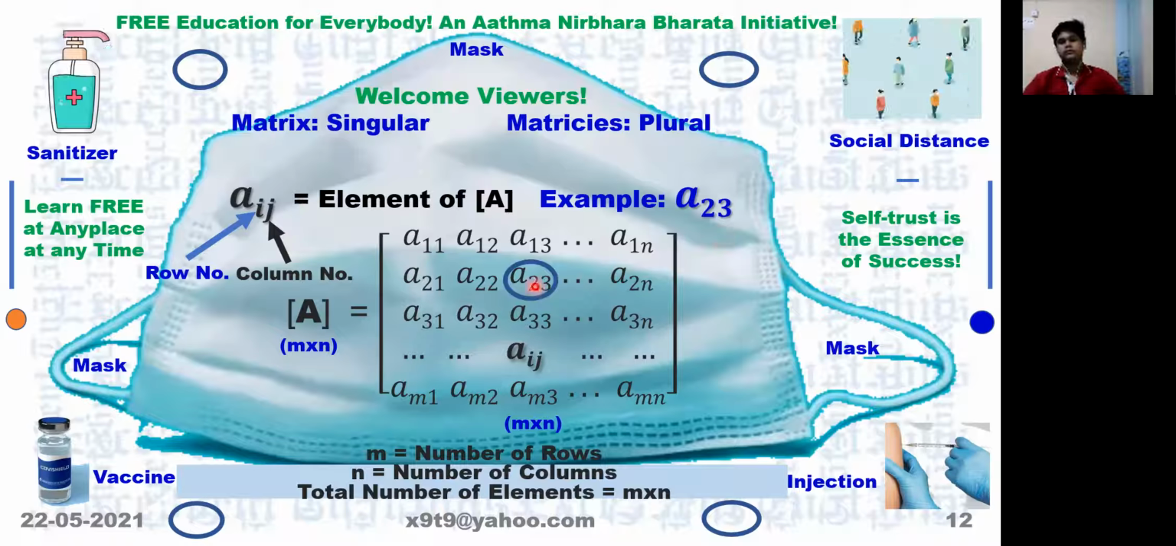See, A23 is coming here. It is coming in the second row and the third column. Yes, sir. So at the intersection, that number will be there. Okay, sir. Second row and the third column.